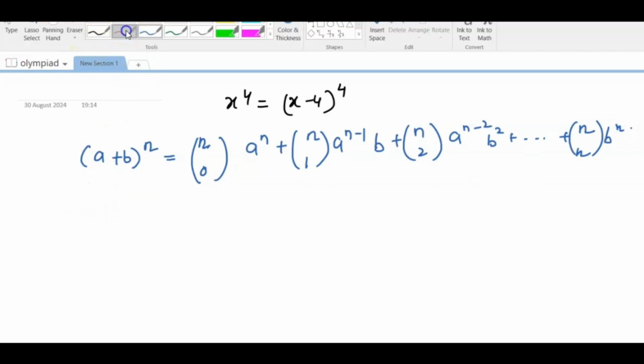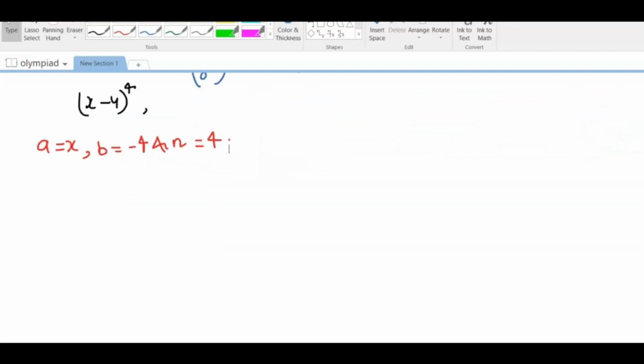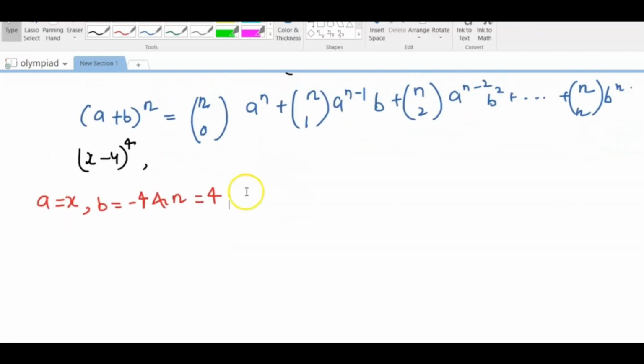So we need to expand (x minus 4) to the power 4. Let's compare this: on comparing (x minus 4) to the power 4 to (a plus b) to the power n, what will we get? We'll get that a is x, b is minus 4, and n is 4. Okay, so now let's write the expansion formula for (x minus 4) to the power 4.